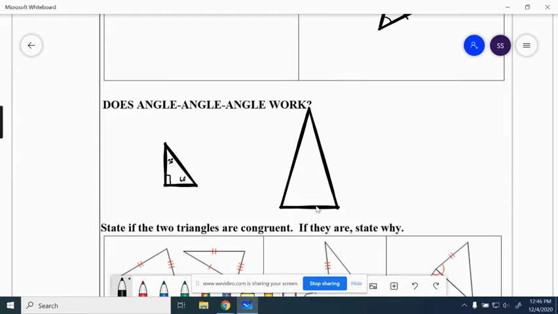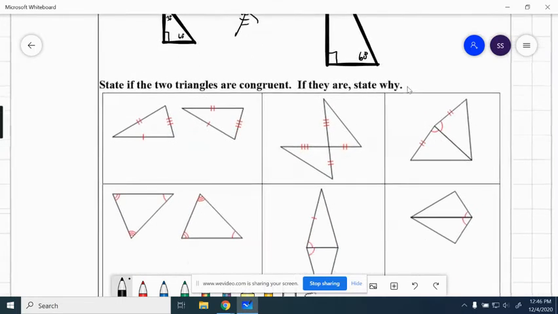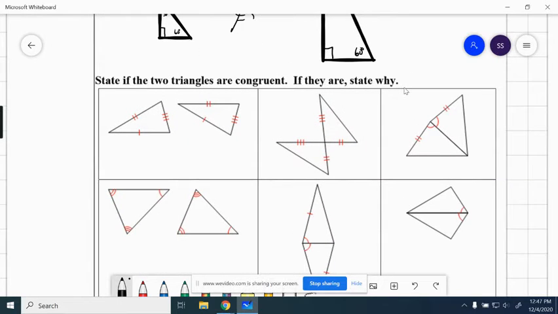If I make the same triangle bigger, try that one more time. There we go. I still have a 30, 60, 90 triangle, and these are definitely not congruent. Okay, so basically what we're doing here is we're going to be looking at these triangles and determining if they're congruent or not and stating why.